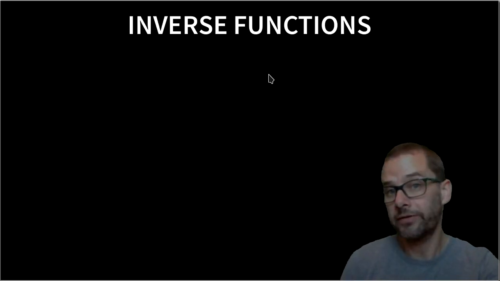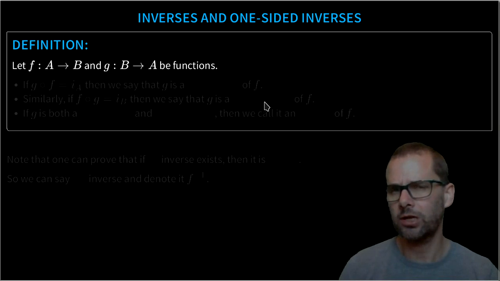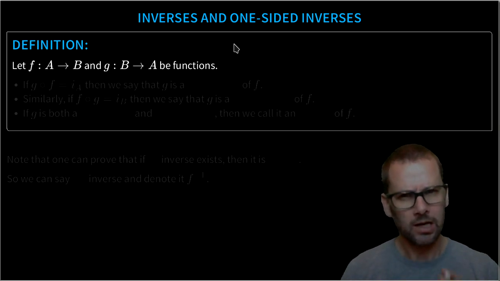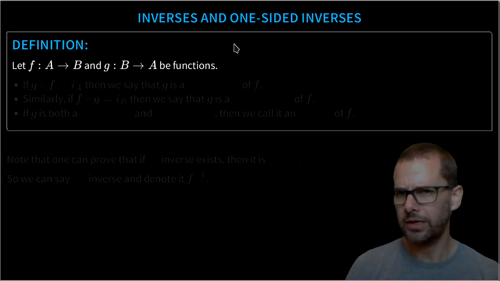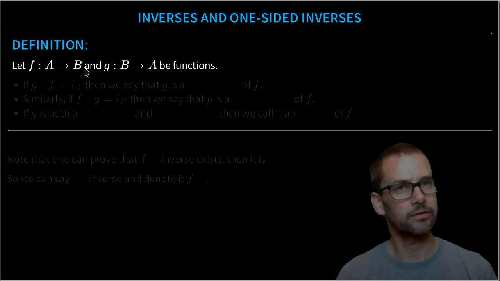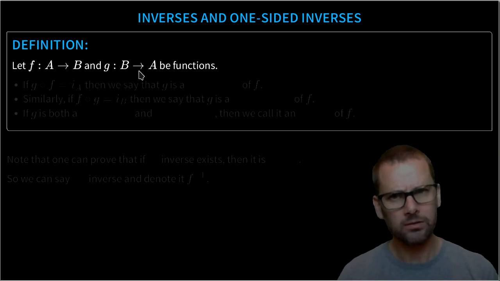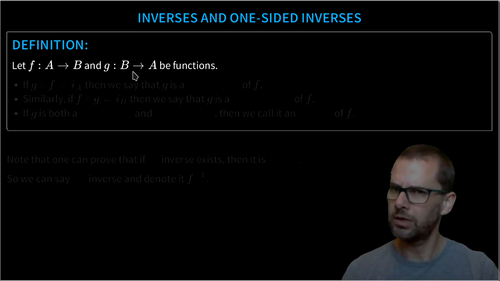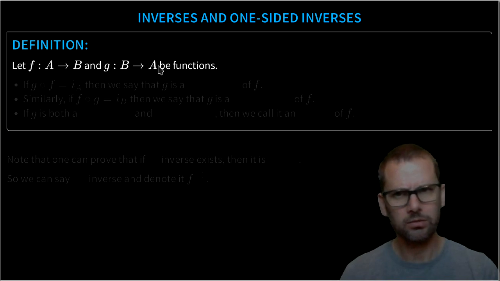So inverse functions. Now we have to sneak up on this a little bit slowly because we have this thing called one-sided inverses, where one way around things work and the other way it doesn't. So let's start off with two functions f and g. So f takes us from A to B and g takes us back from B to A. And we can ask, well, what happens if I do g after f and what happens if I do f after g? So let's look one way around.